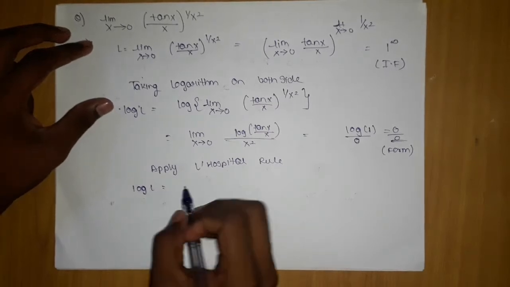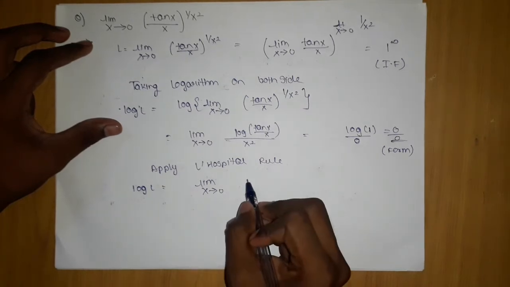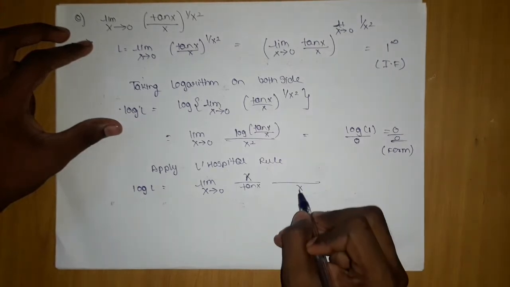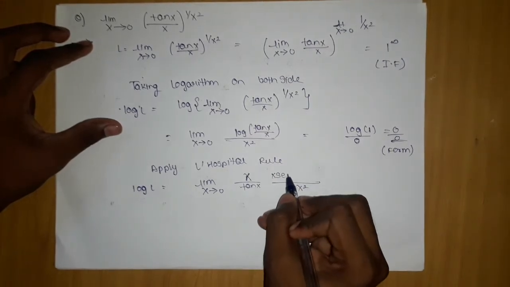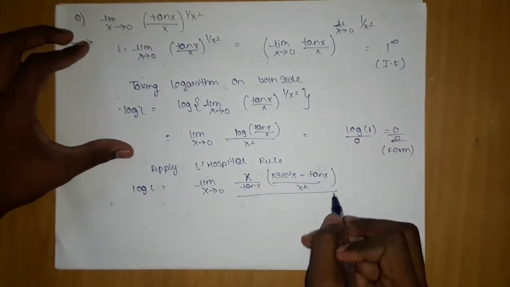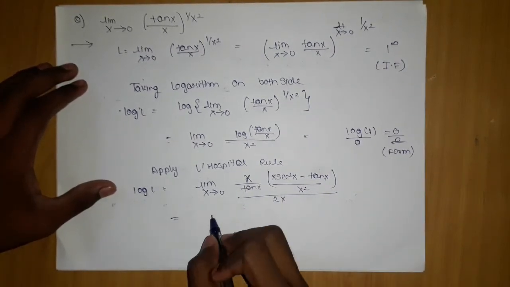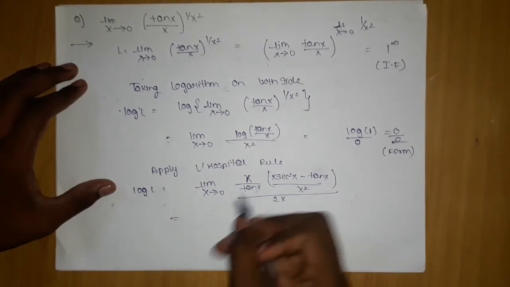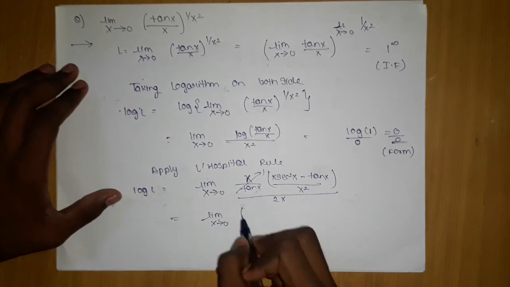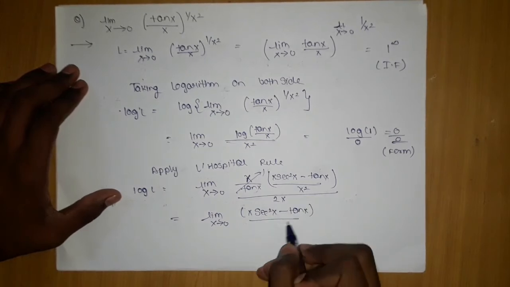Log L, what I am getting, we will be left with tan x. Here it will move, and if we distribute this, x square, x minus tan x, the whole upon 2x. If I distribute the limits, I will get rid of this, and this will become 1. I will be left with limit x tends to 0, (x square x minus tan x) upon 2x cube.